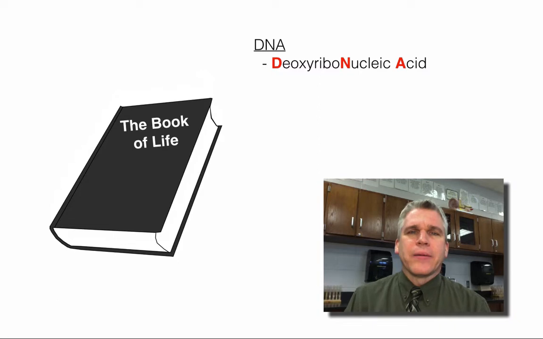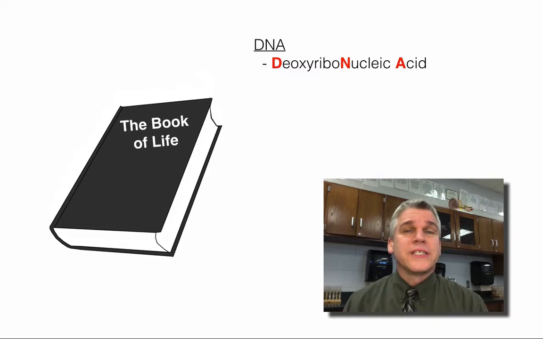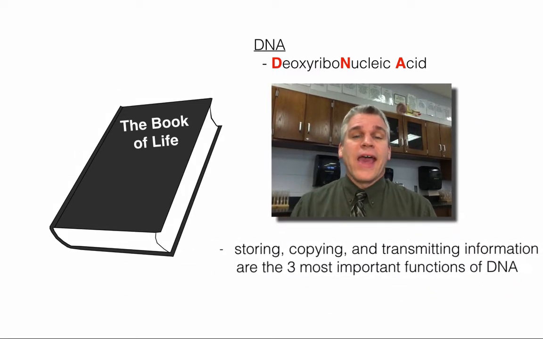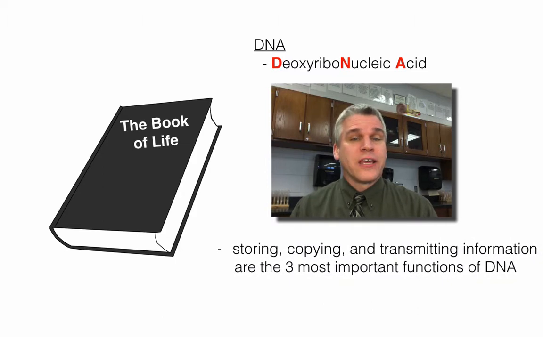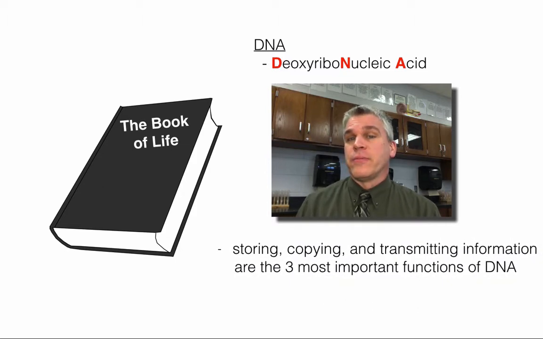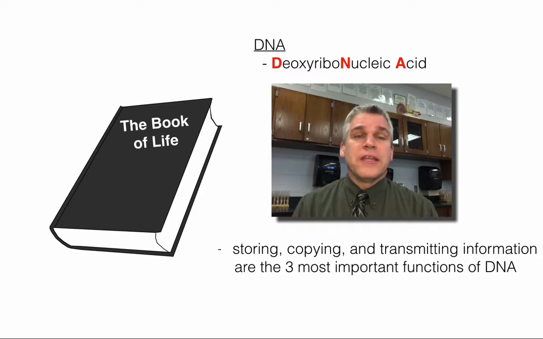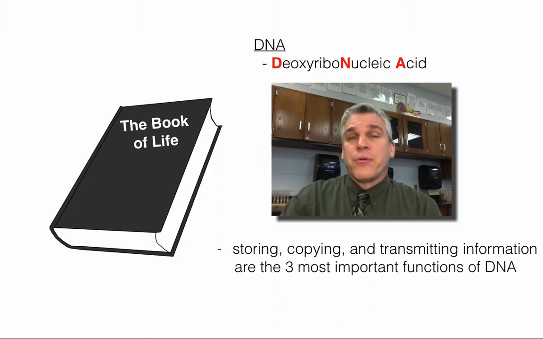And just like a book, it's just filled with a bunch of letters that are arranged in such a way to form words, and those words are arranged in such a way that it forms ideas, and we can learn from those ideas. So too is the DNA. The DNA has the ability to store information just like the book. We can copy information from that book, and we can transmit information from the book to, say, a person. Or in the case of DNA, information can be transmitted from one person to another. These are the three most important functions of DNA. And again, a book can do all of these things.